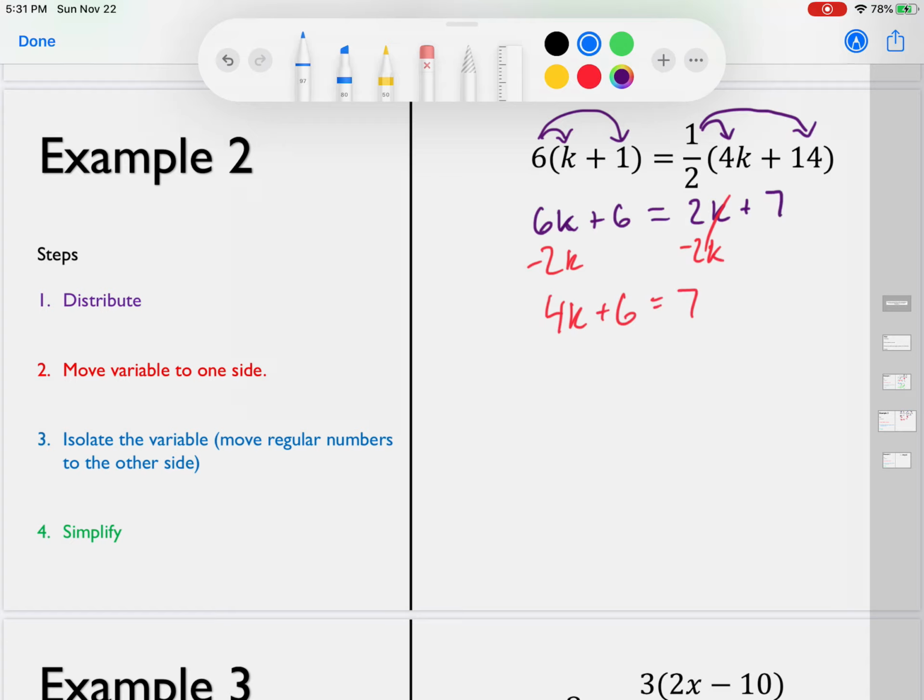Boy, these are just all messy today. I did a terrible job writing these equations, and I apologize for that.